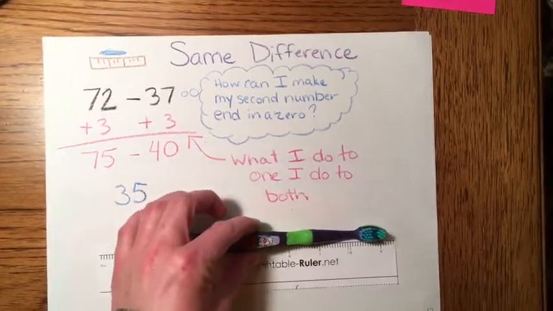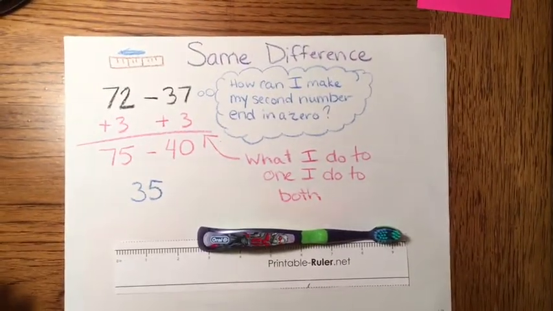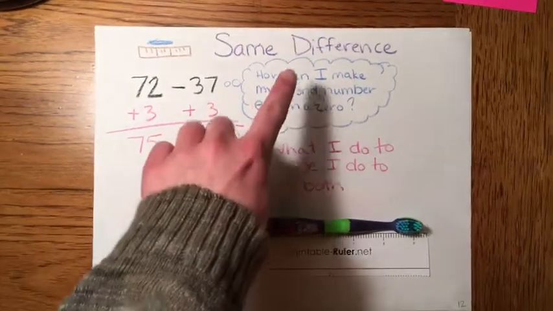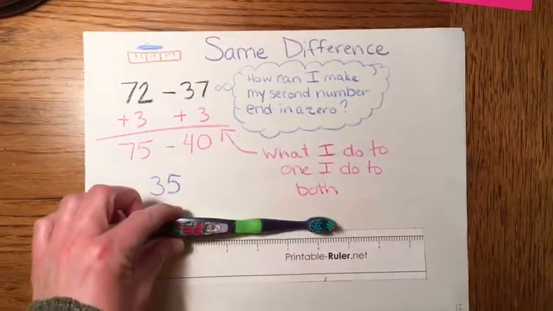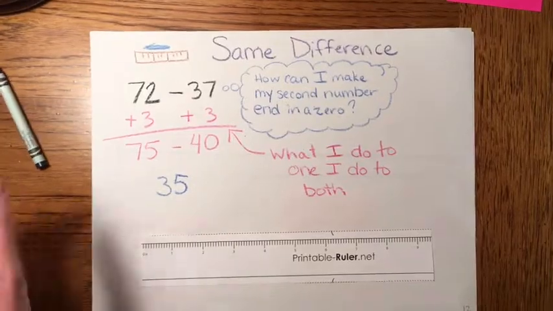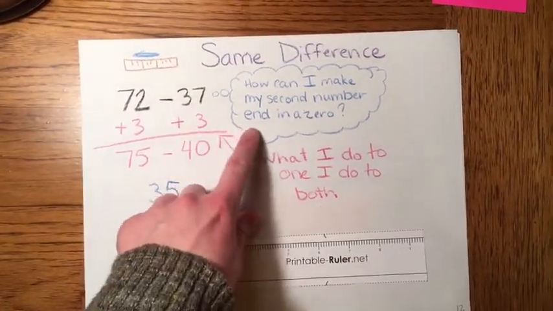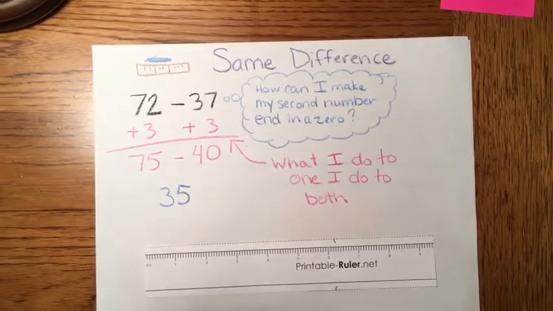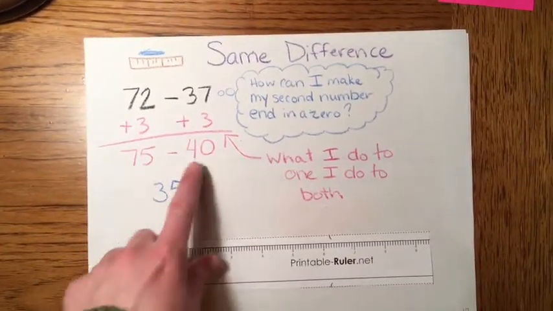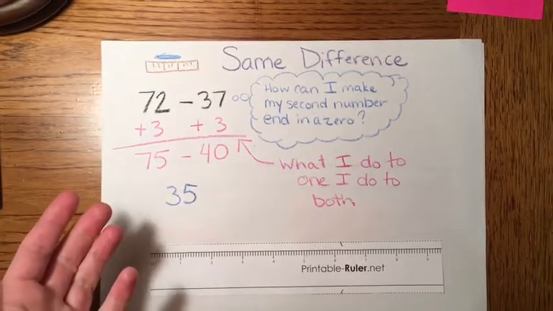It doesn't matter where I put it on the ruler, it's going to be the same distance or the same difference, no matter where I put it. Let's take a look at the actual numbers that I used for this one. And we need to think in our head, how can I make my second number end in a 0? We want it to end in a 0, so it's easy for us to subtract.